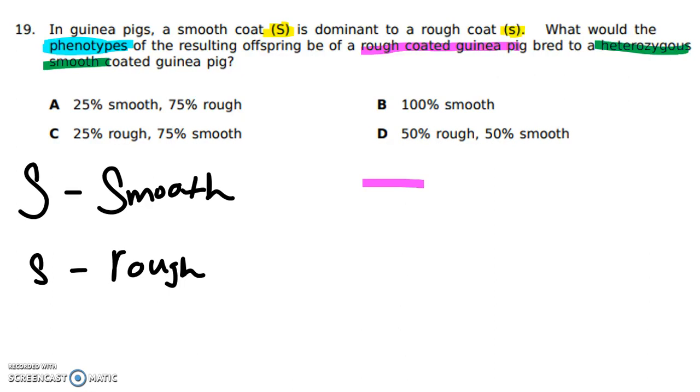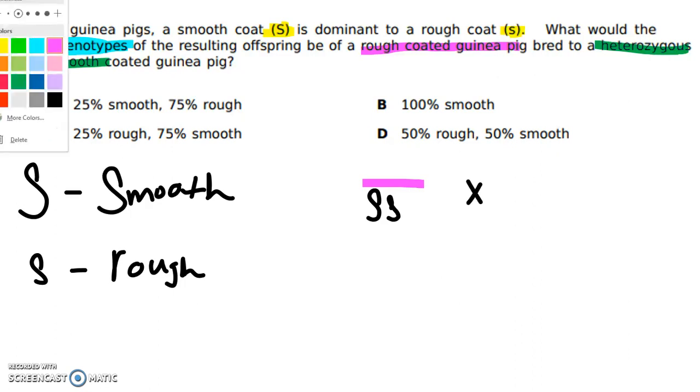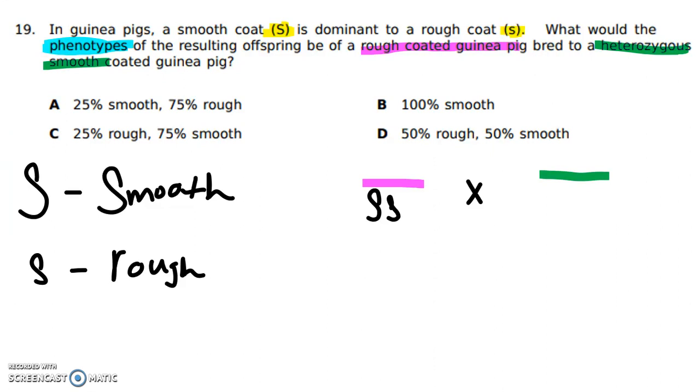So for the rough guinea pig, it's going to be 2 recessive alleles. I'll draw the dominant alleles much bigger. And the other guinea pig is heterozygous, so I'm going to draw that one right here. And heterozygous means I have a dominant and a recessive allele. So to solve this, I'm going to have to make a Punnett square.